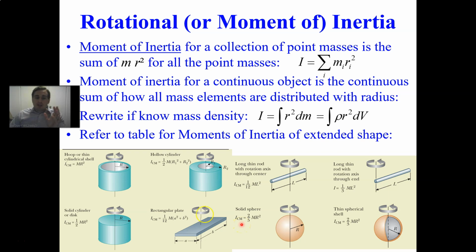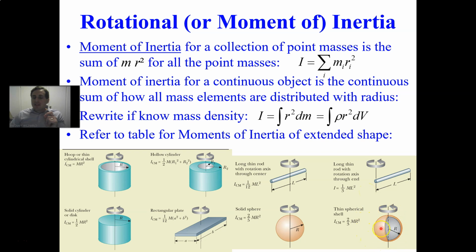Now, what if things are a little different? Look at a hollow cylinder. It has an inner and outer radius, and it's 1/2 m (r1 squared plus r2 squared). Look at a plane. A plane depends upon its width and length and its mass, and it has a 1/12 in there. Notice a long thin rod about the center, a lot like a plane, has a 1/12 ml squared. And look at this rod if you rotate around the edge, or through the end of the rod. It's larger. It's 1/3 ml squared.